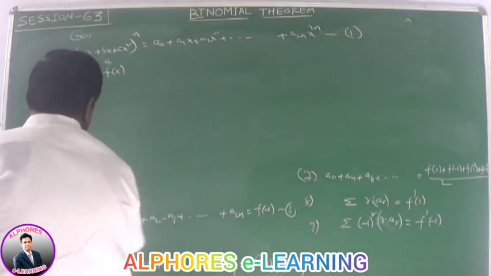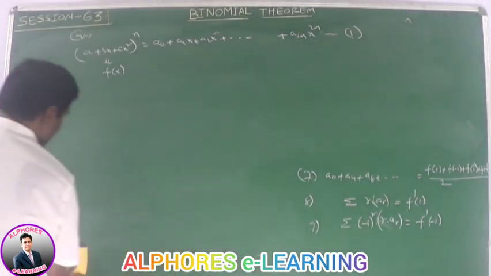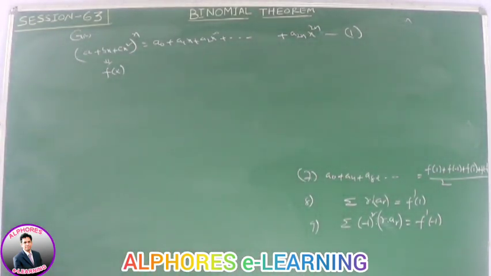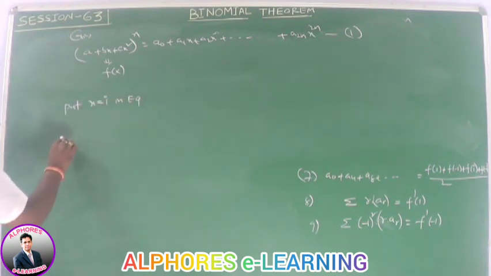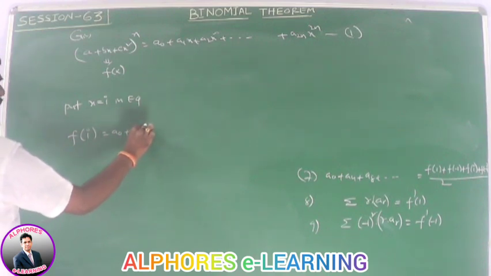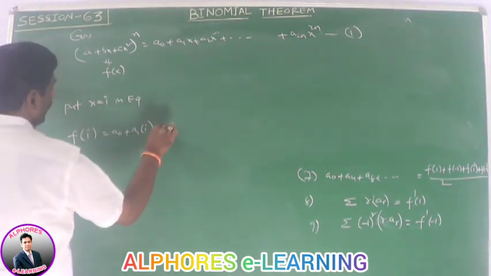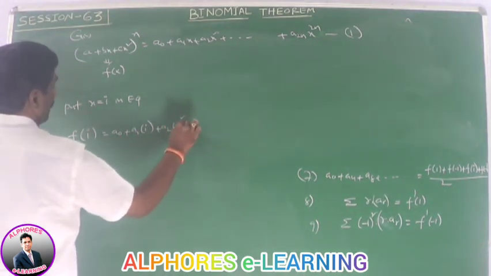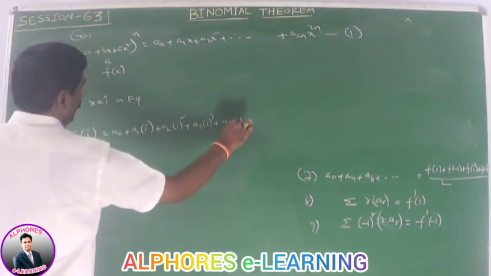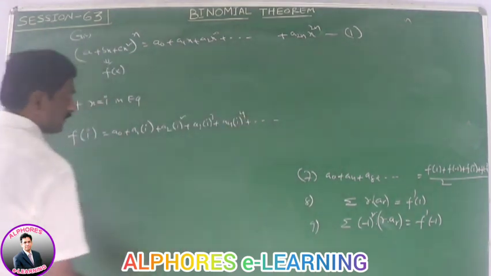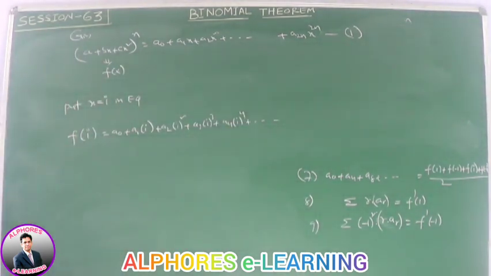Fifth one, a naught minus a2 plus a4 minus so on. Even values but alternative plus and minus. Put x is equal to i. Put x is equal to i in equation 1. Then we get f of i is equal to a naught plus a1 into i, plus a2 into i square, plus a3 into i cube, plus a4 into i power 4 plus so on, a suffix 2n into i power 2n.